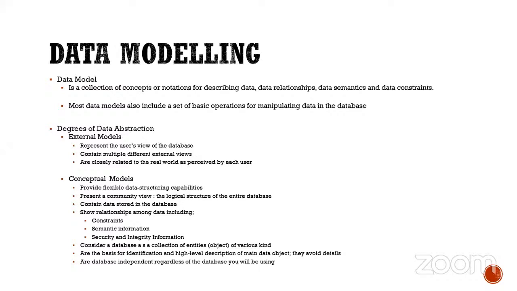Now, under data abstraction, one of the things that is important to us is what we call the external model. The external model relates to the user's view of the database, the end user, meaning an external body. How an external body views the database. You are looking at the information that is important to that external user or external viewer.